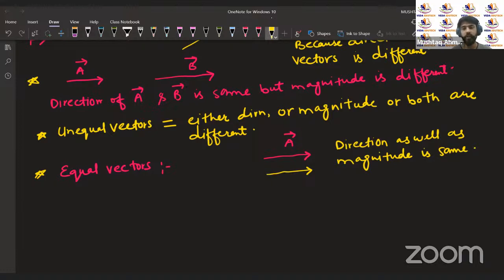So for equal vectors, the two vectors will have the same direction as well as the same magnitude. You can see in this figure, these two vectors have the same length. If vector A and vector B have the same lengths, and they are also directed along the same direction, then we can say that these two vectors are equal vectors, or that vector A is equal to vector B. These two vectors are identical. They have the same direction as well as magnitude.